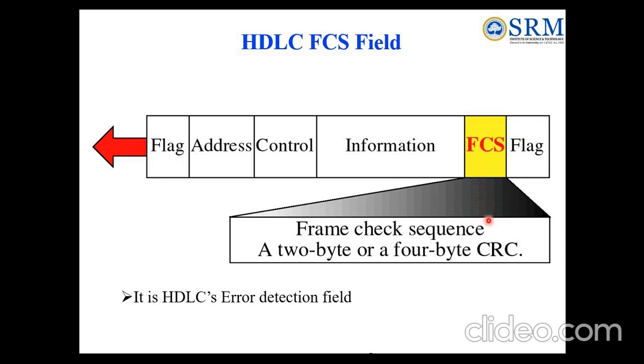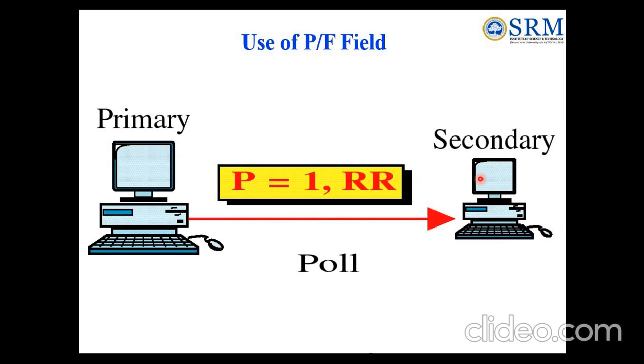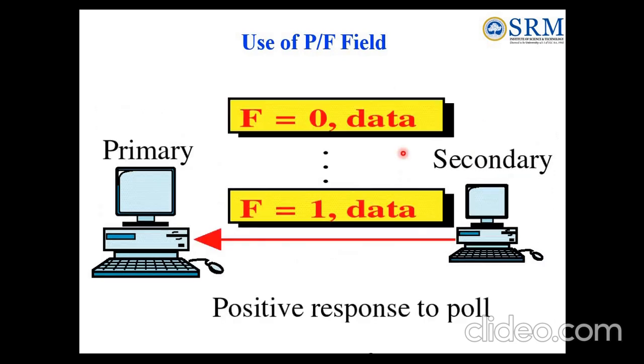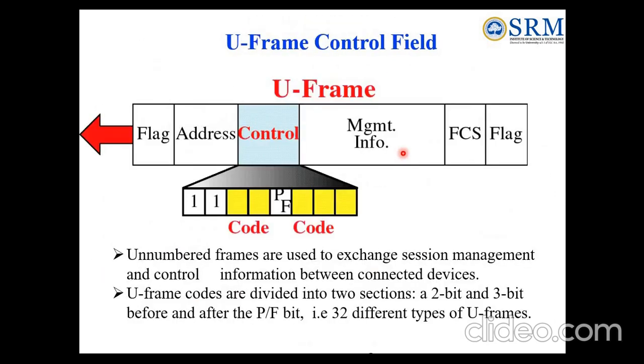Then HDLC's frame check sequence. It's a 2-byte or 4-byte CRC. It's HDLC's error detection field. Then the use of P/F, which we have seen already. Then the U frame's control field. It has 2 bits here and 3 bits here, a total of 5 bits of code.